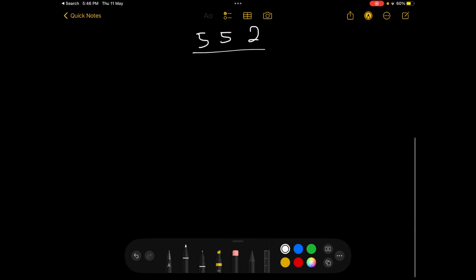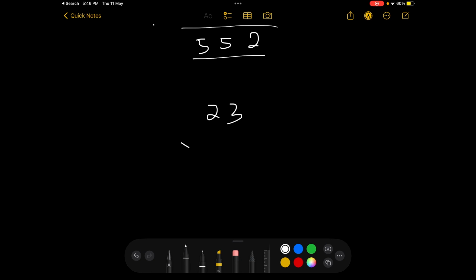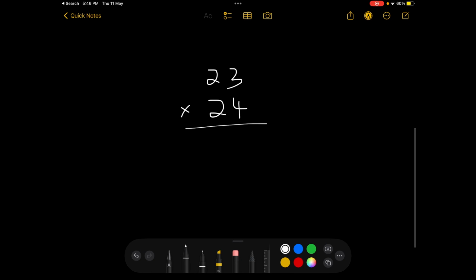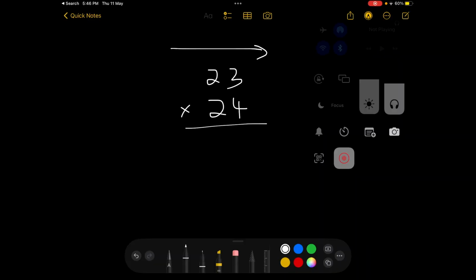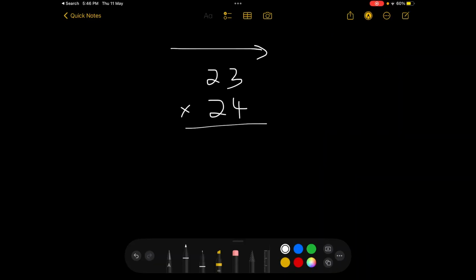So the number is 23 times 24. We're going to do it from the left, this way to this way. So just as we begin, 2 times 2, we get 4. So 4 goes right here. And then 3 times 2, we get 6. We are going to write that right here. So we have 46 at the front.